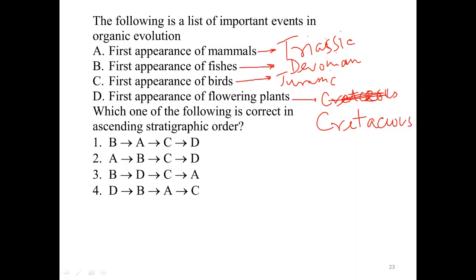Cretaceous. So, okay, let us now look at the options. The first will be oldest is fishes, that is B. So we strike out 2 and 4. Second is A, so this is struck out, so that we get the first option as the correct option.